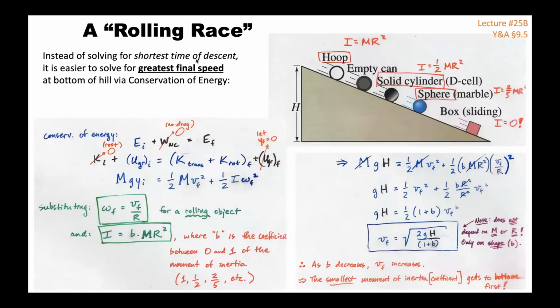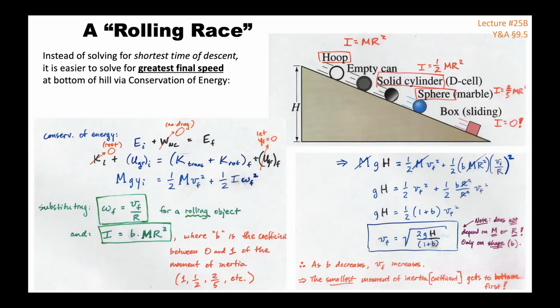We're going to say, instead of solving for the shortest time of descent, let's solve for the speed at the bottom of the hill. And then we'll see which one of those objects has the greatest speed at the bottom. We will be able to infer backwards that the object that has the greatest speed at the bottom must have gotten there in the shortest time. So that will allow us to answer the question in a backhanded way.